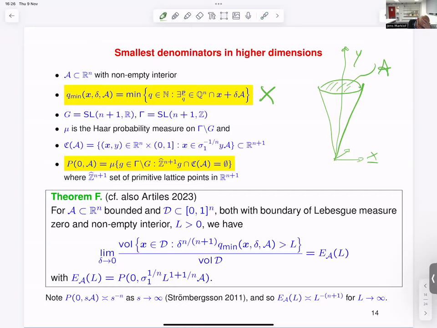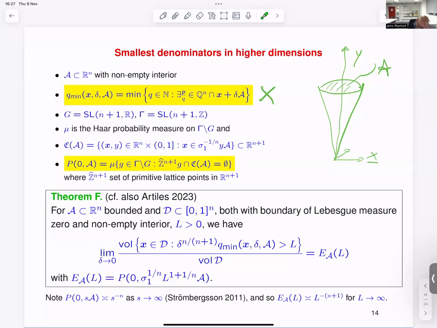And now I'm defining a certain probability measure, P_0 of A. The zero here just stands for the fact that I don't want to have any point of this lattice intersecting my cylinder. Now, this is not quite a lattice. It's the primitive lattice points in Z^(n+1). g here is an element in my group G modulo Gamma, so that distorts my cubic lattice. And by taking the measure of g for which this holds, I'm effectively looking at a random lattice here, and I'm asking for the probability that a randomly linearly distorted lattice does not intersect the cylinder.